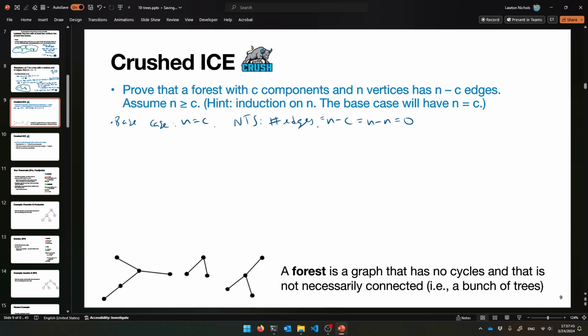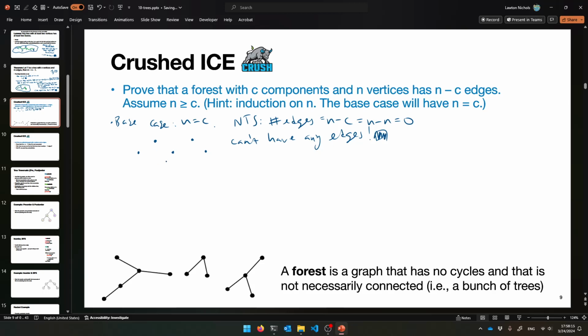Can't have any edges. And okay, if there are just as many nodes as there are components, do you see how, if there's 5 components and 5 nodes, there can be no edges, because otherwise you add an edge, you've made one less component. See that? So there can't be any edges at all, regardless of the number of components. Which is exactly what we needed to show. That checks out, so QED for the base case.